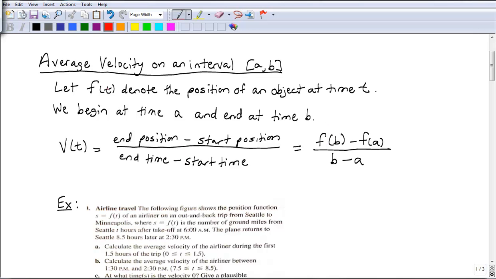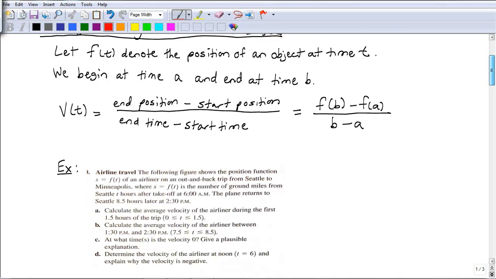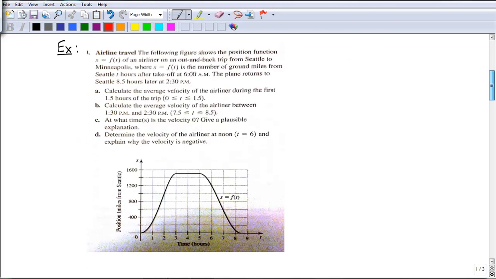f(b) is the position at b, because f is the position function, and f(a) is the position where you start at a, over b minus a. So these are called secant lines when you look on graphs for the slope. So here's an example of a problem that has a graph.